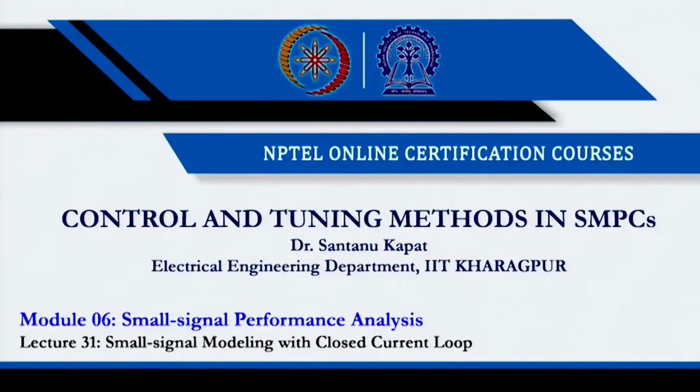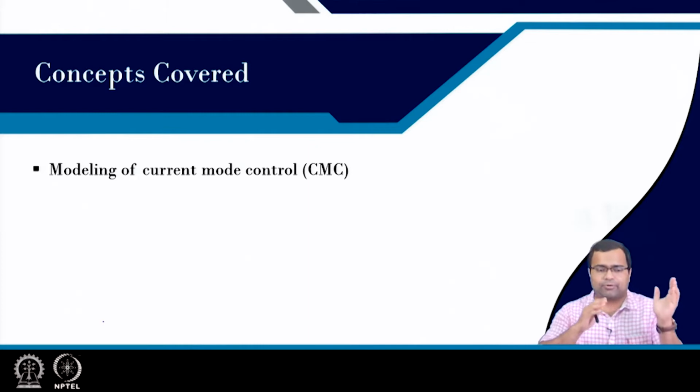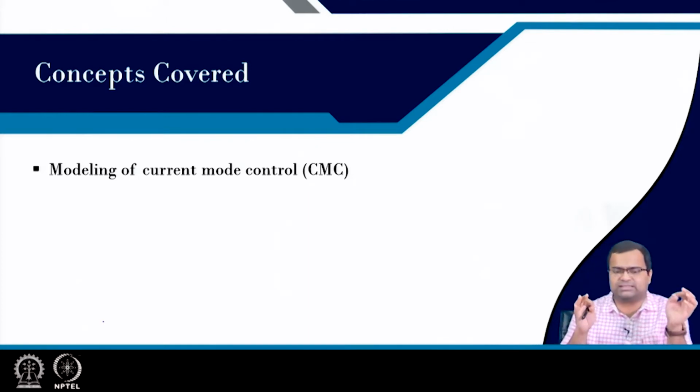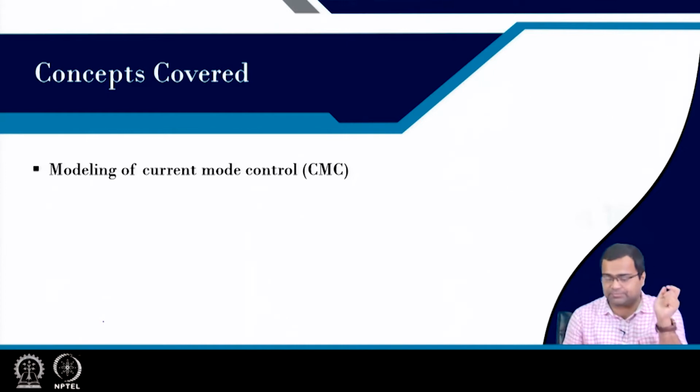In this lecture, we are going to talk about small signal modeling with closed current loop. Now, we want to extend the equivalent circuit concept which we have learned from an open loop DC-DC converter, and extend it for current mode control when the inner current loop is closed. We will not consider the closed voltage loop in this lecture; that we will discuss in the subsequent lecture.